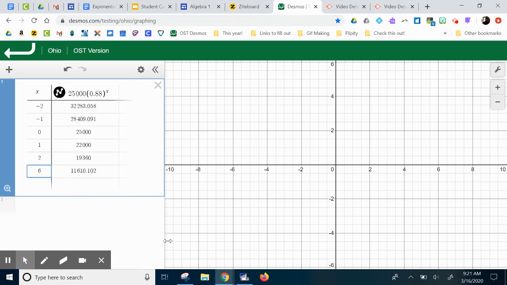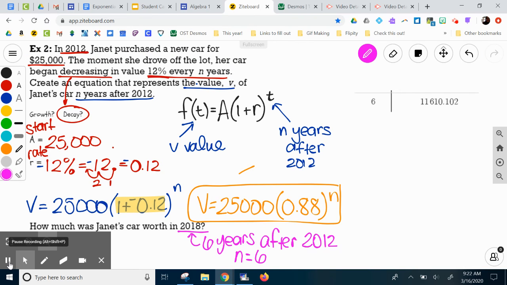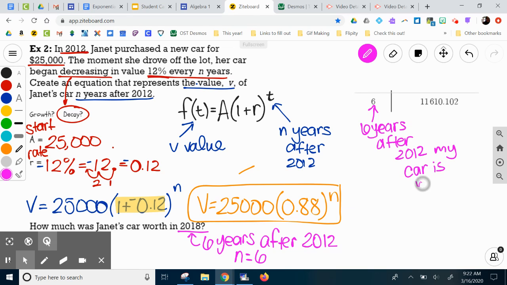So my answer is $11,610.10. So Desmos told me that after 6 years after 2012, my car is worth $11,610.10.